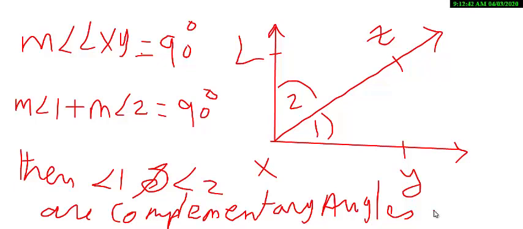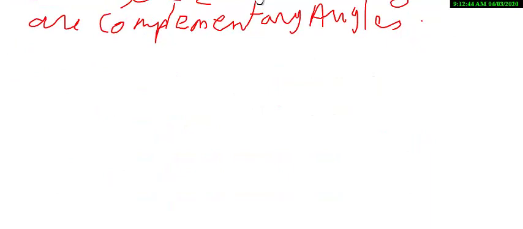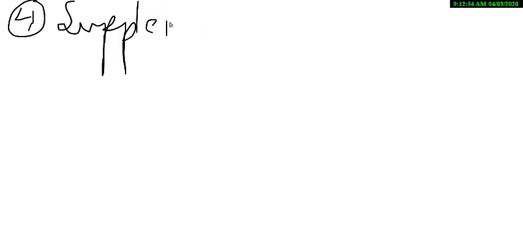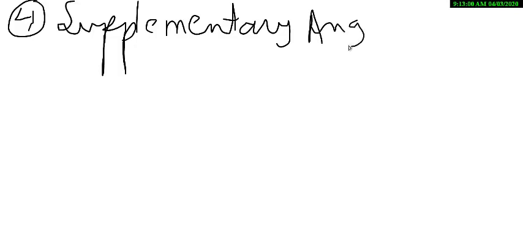We need to move to the fourth relationship, which is called the supplementary angles. Number four, which is supplementary angles. Supplementary angles: if the sum of any two angles equals 180, they will be supplementary angles.